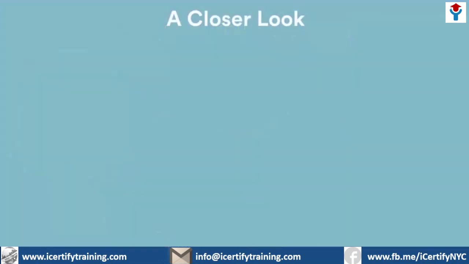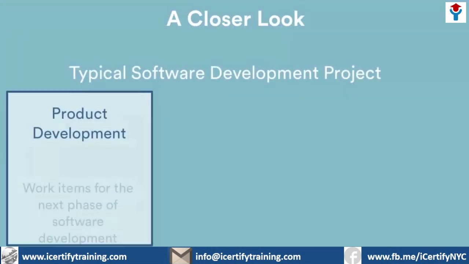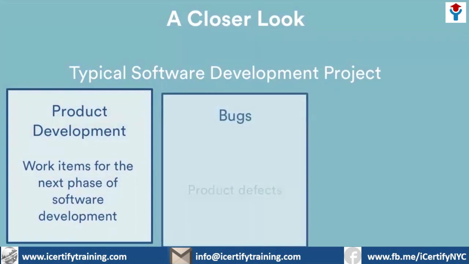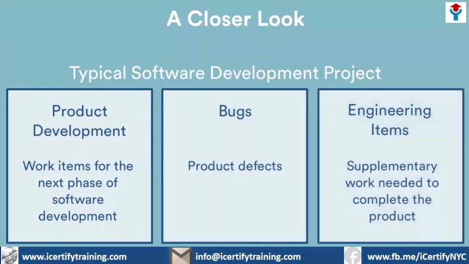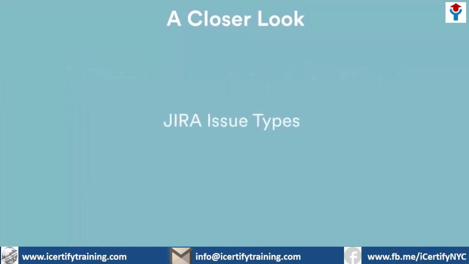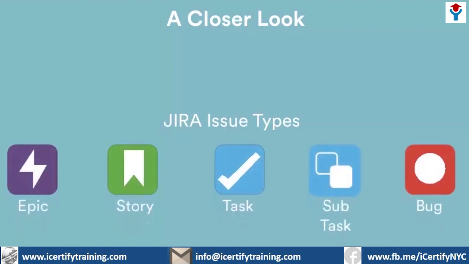Teams use issues for just about any work related to the software development project. Issues might include the following: product development tasks, which include work items for the next phase of software development; bugs, like product defects; or engineering items, supplementary work that must be done in order to release a new product. Issues, no matter what kind, are mapped to JIRA's issue types. The default issue types for our Scrum software development project include epics, stories, tasks, subtasks, and bugs.